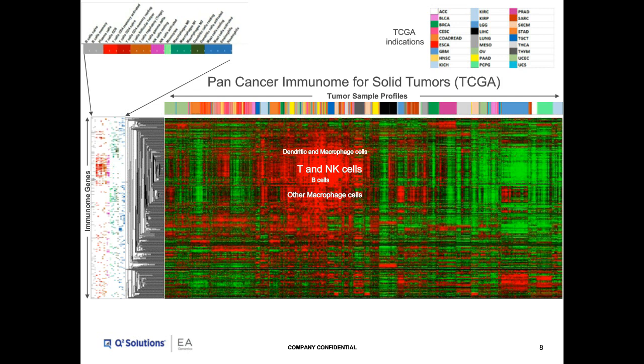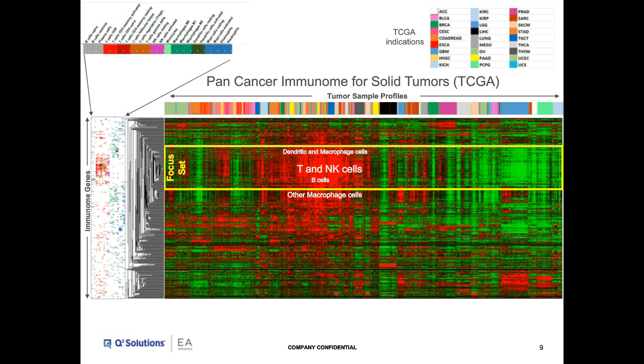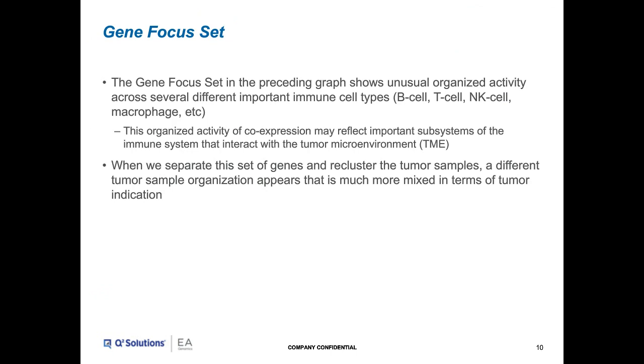So we decided to identify this focus set and understand a little bit more about that, and so I'll bring out this focus set to describe it a little bit more. But what we noticed about this focus set was that it had unusual organized activity across several different important immune cell types. And so that gave us an indication that it may be an important indicator of potentially co-expression, or at least possibly also co-regulation, or at least common cell subtypes within different tumors. So we decided to separate this set of genes and recluster the tumor samples to see if there was a different type of organization, and also to understand how mixed the tumors were.